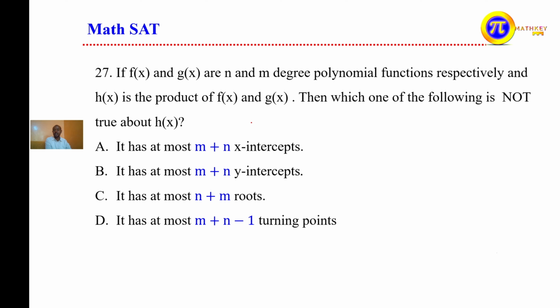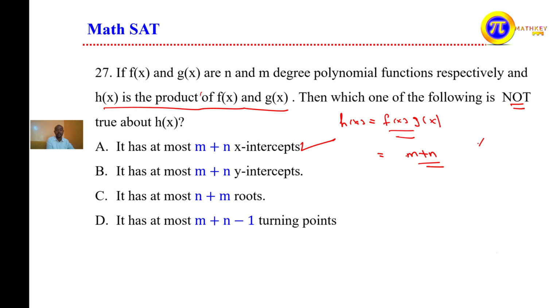Now let us consider the next one. If f of x and g of x are polynomial functions of degree n and m respectively, the degree of this product becomes m plus n. Since they have the same base, we take the sum of their exponents. So it has at most m plus n x-intercepts. If you have degree n, then the number of roots or x-intercepts is at most equal to the degree. Because of that, this is correct.